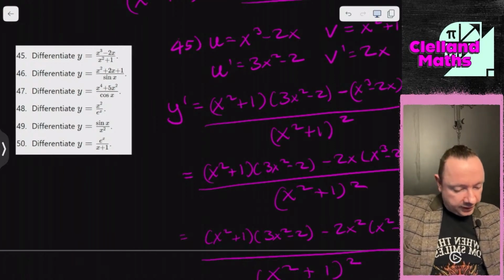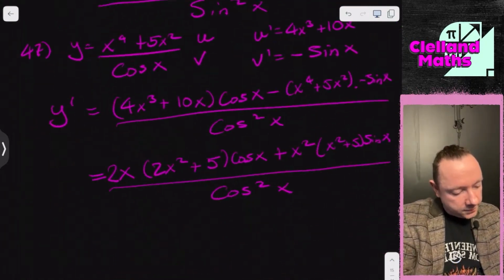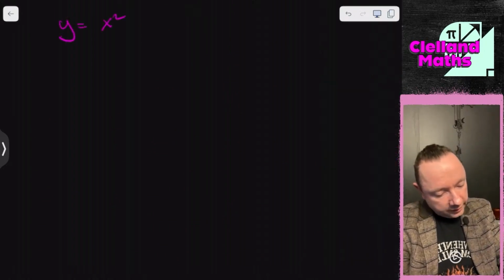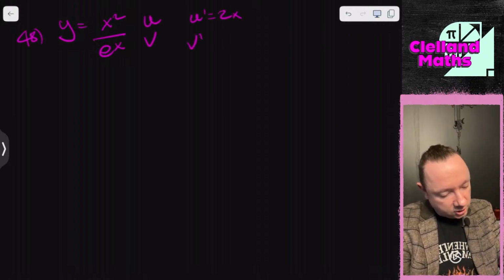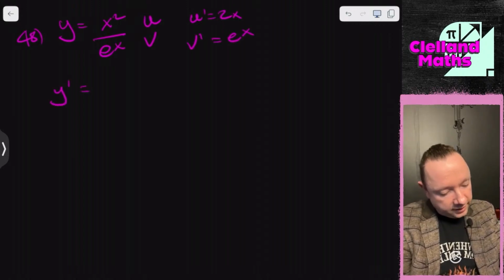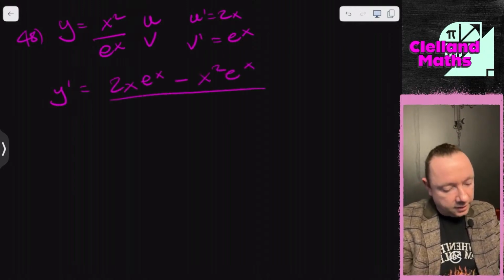48, x squared over e to the x. I quite like the look of that one. So we've got y equals x squared over e to the x for 48. So that's u and v. So u dash is 2x and v dash is e to the x. So y dash is v times u dash minus u times v dash over v squared.